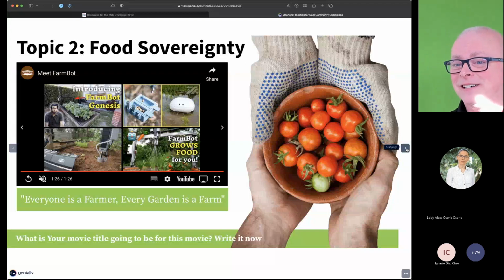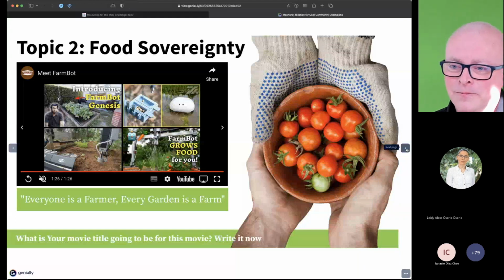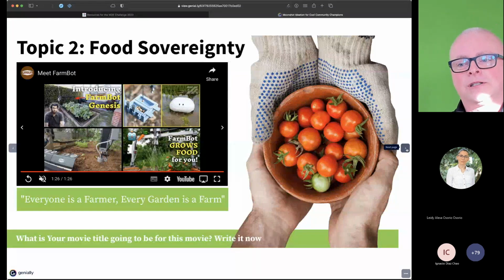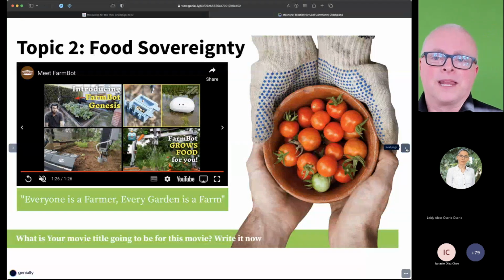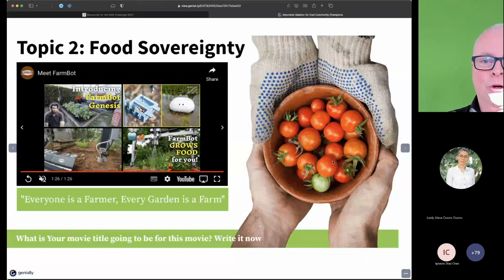My example here is: everyone is a farmer, every garden's a farm. It was just something that came up for me. It's like that ideal state of the city, of the country, of the world, where we would probably have this food sovereignty, where everybody is involved in the whole process. Everybody is a farmer, every garden's a farm. To me, that sounds nice. So I look forward later to learn what you think is a good title.